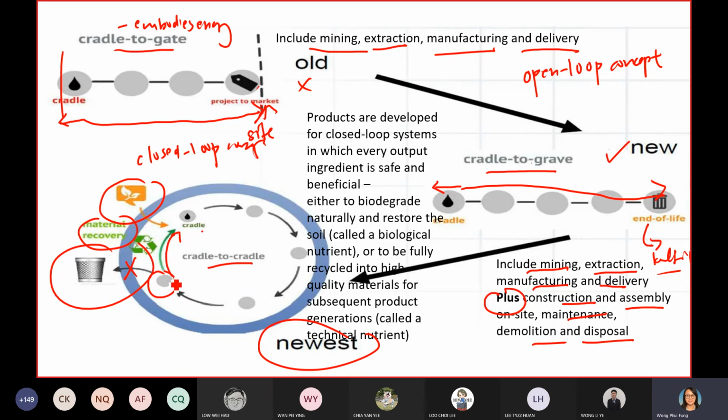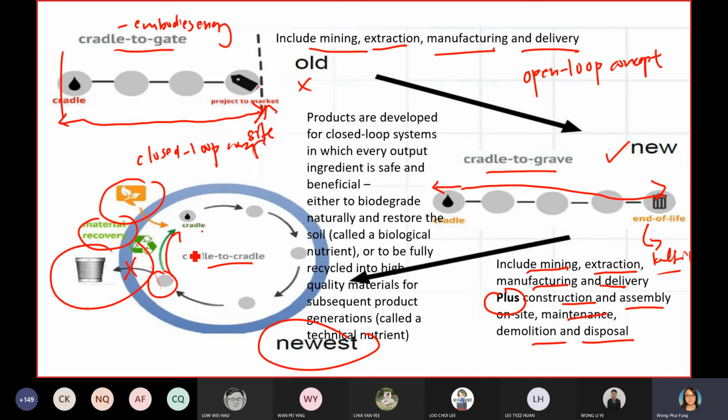At the end of its life, it shouldn't go to the landfill. It should go back to mother nature with no harm. So that is the newest thinking. But this one is actually quite difficult because it requires the person to think about how they design the material and also how to use the material more efficiently.